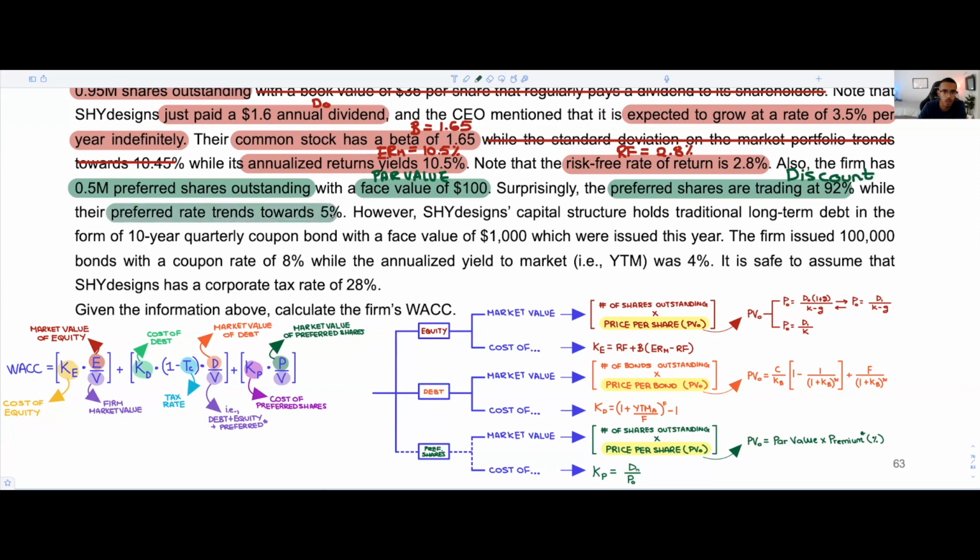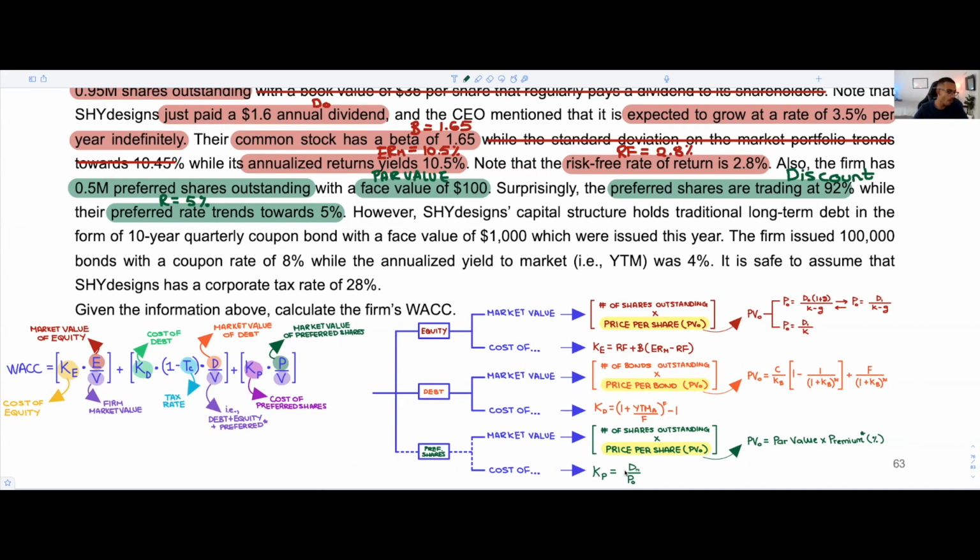Now, what is the preferred rate? The preferred rate, call it R, is going to help us to solve for the dividend on preferred shares. And the dividend on preferred shares is equal to the face value, or the par value, you could call them the same thing, times the preferred rate. Let's do some quick math. $100 times 5%, we get $5. That's going to be your dividend on preferred shares. So now let's read the next sentence.